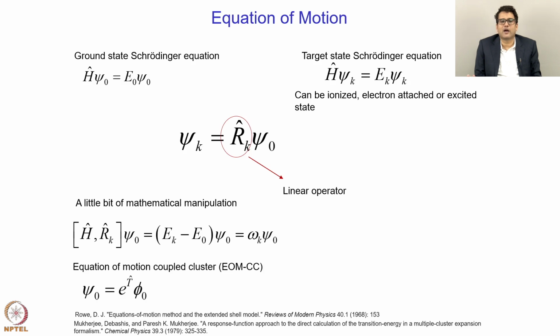Now, the equation of motion coupled cluster method derives its name from this. So, this is the general equation of motion, and it goes back to the work of D.G. Rowe, and its coupled cluster variant is obtained where your reference state wave function psi 0 is generated by the action of an exponential operator on a Hartree-Fock wave function. This phi 0 is a Hartree-Fock wave function, and in the form of coupled cluster, this was actually developed in India, in IACS, by the group of Professor Debashis Mukherjee.